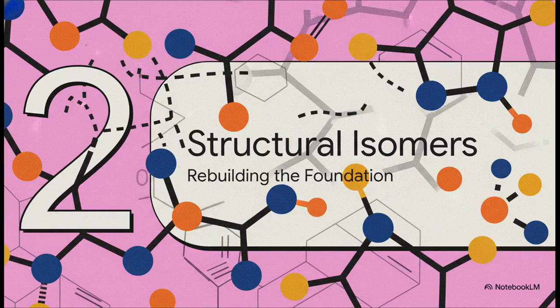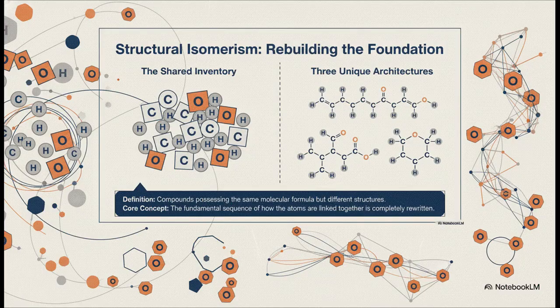Let's start by heading down that first major branch of our family tree, structural isomers. We're about to see how this whole rebuilding the foundation thing actually works on an atomic level. And this visualizes the idea perfectly. Over on the left, you've got your shared inventory of atoms, basically your pile of building blocks. And on the right, you can see 3 completely unique structures built from that exact same pile. The whole idea is that the sequence of how those atoms are linked together gets completely rewritten.